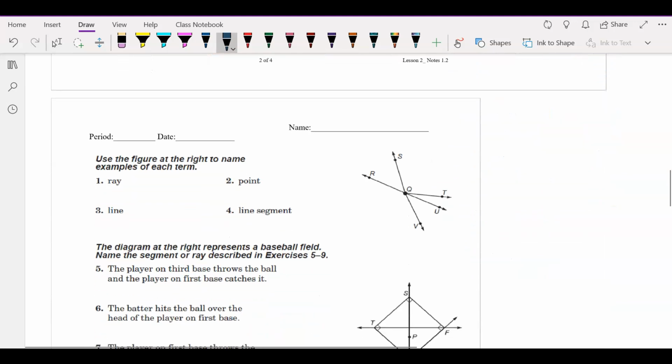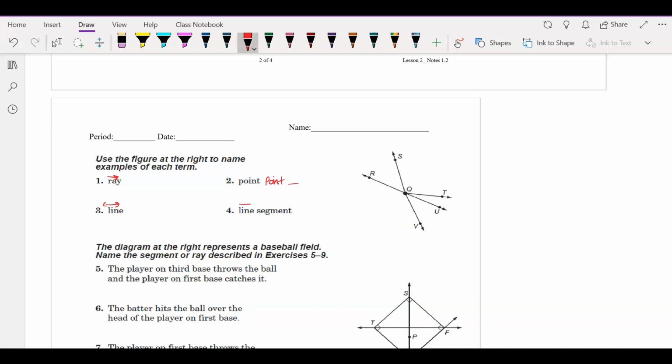Okay, so a couple examples, and then I'm going to let you guys go ahead and work on your homework. Use the figure on the right to name the examples of each term. If it helps, don't even look at the picture yet, just look at the word. A ray, you know it's going to be letters with an arrow. The line, you're going to have arrows on each end. The segment is just the bar, and a point, you literally are just going to write point something.